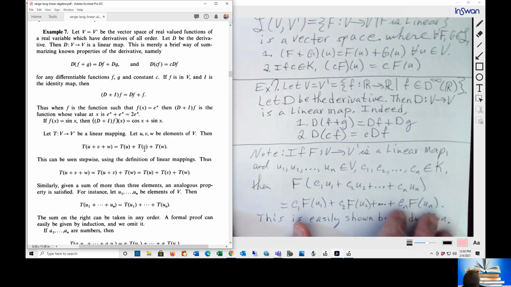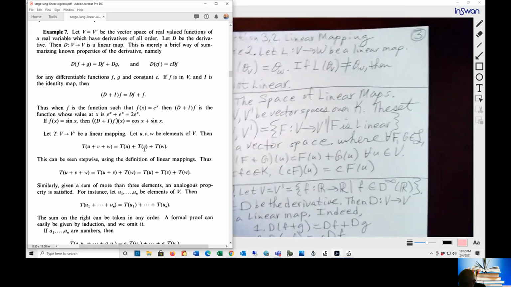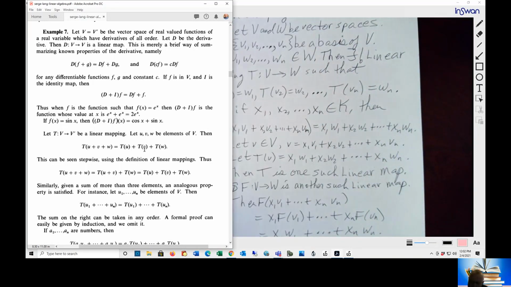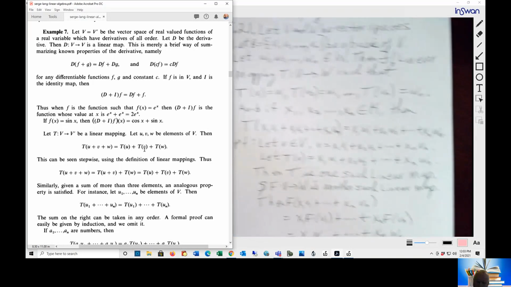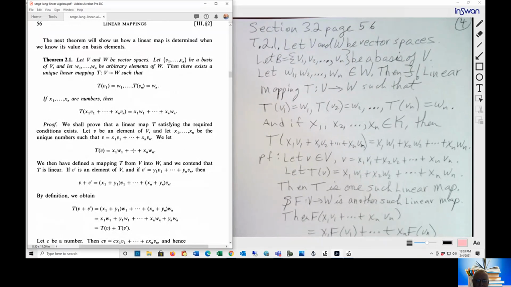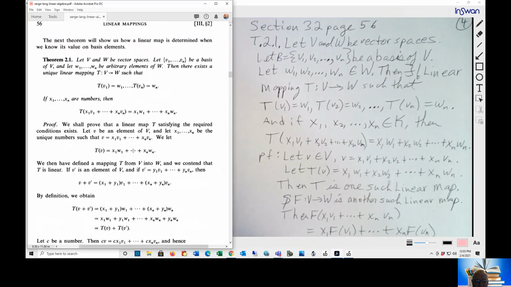It's very simple. Okay? And then finally, we're going to look next at Theorem 2.1 on page 56. Now, Theorem 2.1 on page 56 tells us that linear mappings are completely defined by how they act on any given basis. That's what the theorem is talking about.